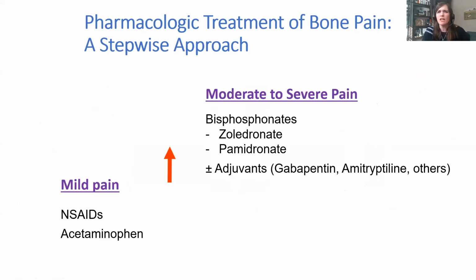So when we look at pharmacologic treatment of bone pain, we take a stepwise approach. Most clinicians will start, for patients with mild pain, with over-the-counter medications such as non-steroidal anti-inflammatory drugs and acetaminophen. And patients who don't respond to over-the-counter medications and have moderate to severe persistent pain, escalation often involves considering use of intravenous bisphosphonates, such as alendronate and pamidronate, as well as other adjuvants that I'll discuss.